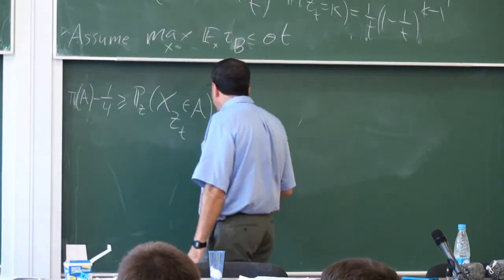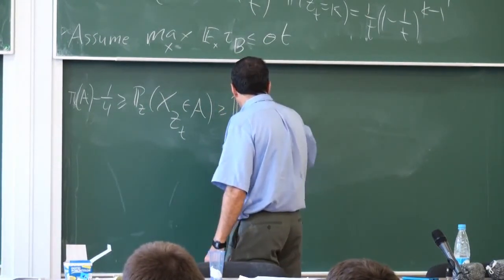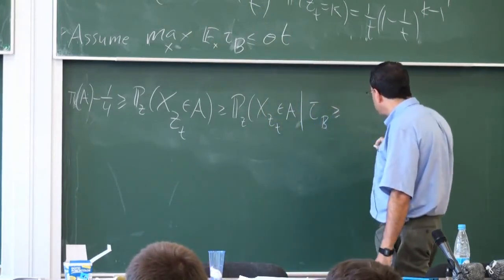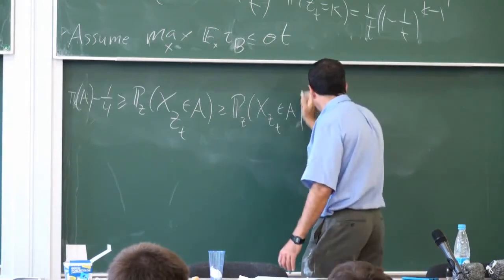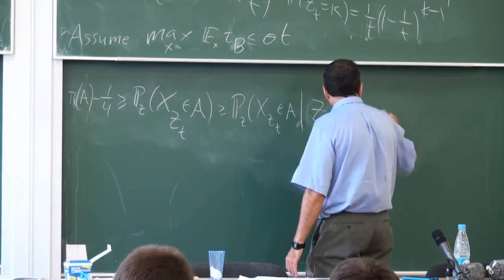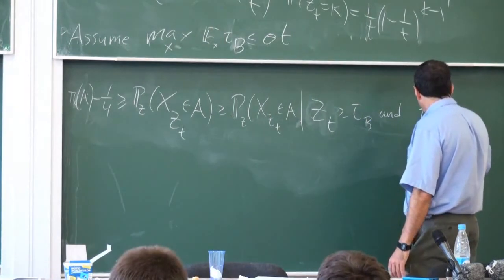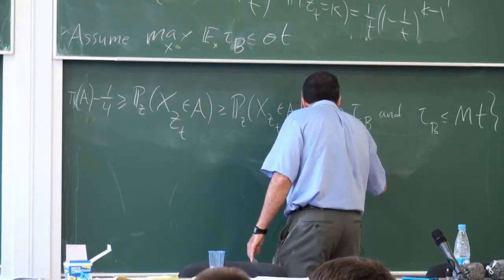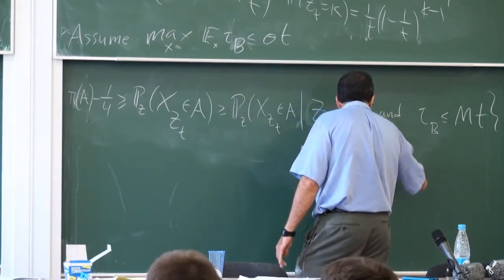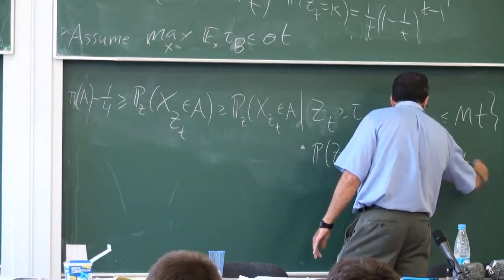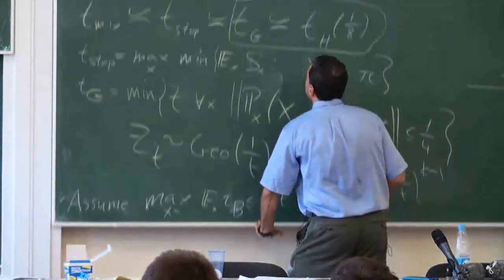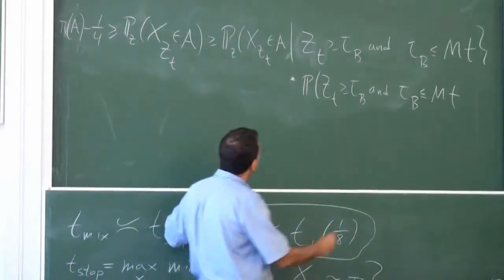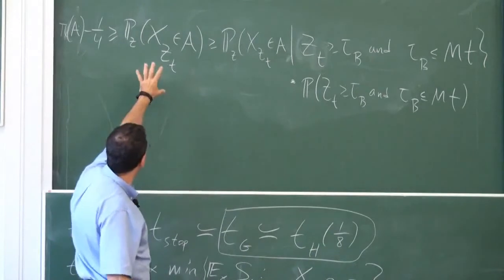And this is certainly bigger than the conditional probability that X_{Z_t} is in A, given that Z_t is bigger than tau_B and tau_B is less than m times t, multiplied by the probability of the condition. Right, because of course if you multiply these probabilities, you'll get the probability of a sub-event of that.